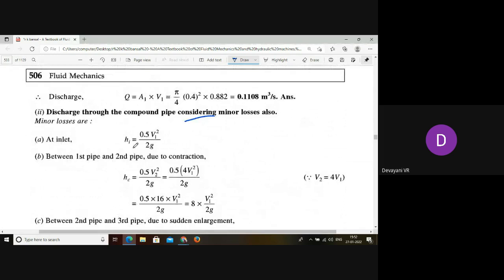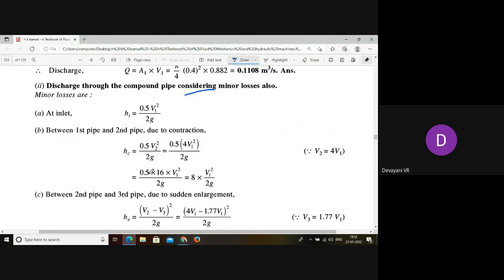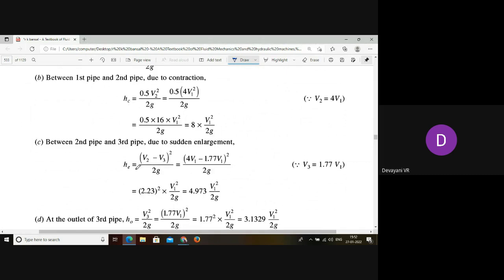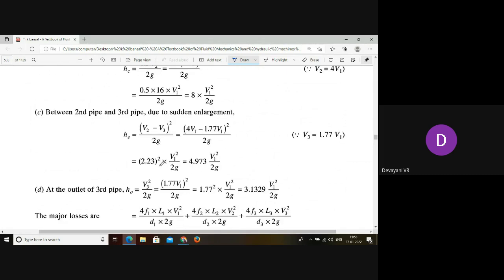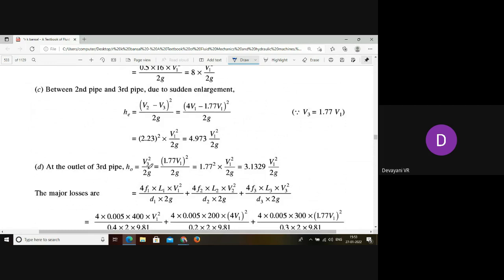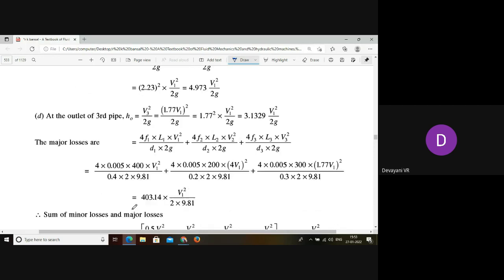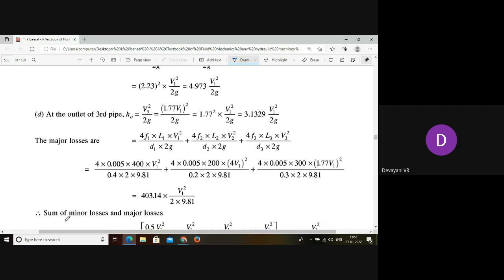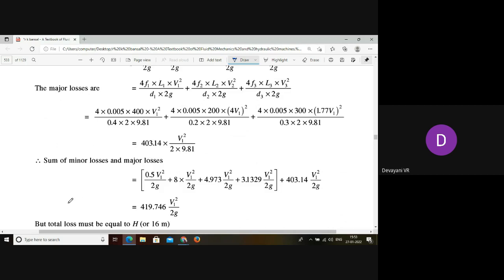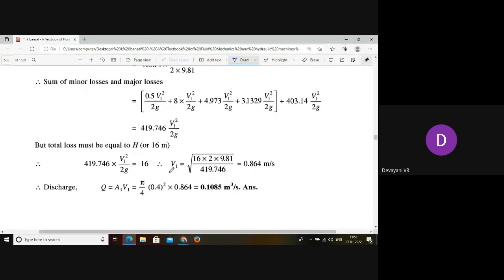it will be at the entrance 0.5 V1 square by 2g, contraction 0.5 V2 square by 2g, and enlargement V2 minus V3 whole square by 2g, and at the exit or outlet of the pipe V3 square by 2g. So substituting all the values in terms of V1, we can get the value of V1 here, V1 as 0.864 meters per second, and finally the discharge can be calculated as Q equals to A1 into V1.